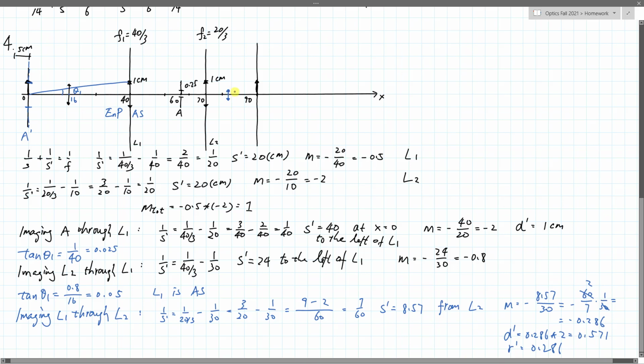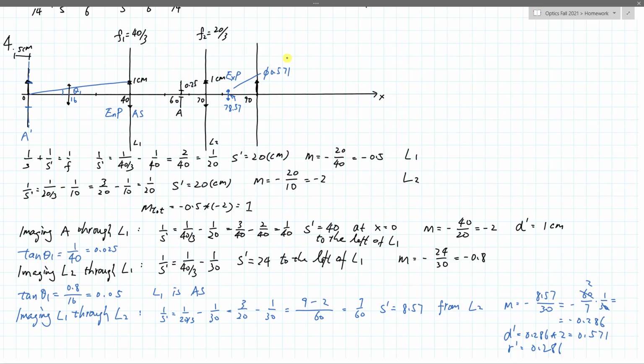So this is our exit pupil, and the distance right here, this is 8.57, so it is 78.57 location wise, and the size is that. So you can say that is diameter 0.571. Okay, so that's our exit pupil. We have determined it.